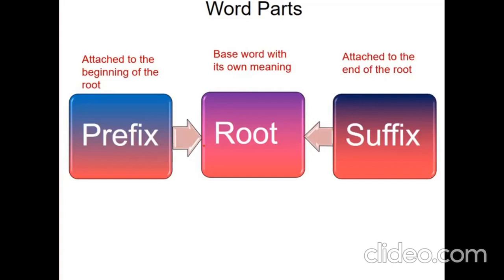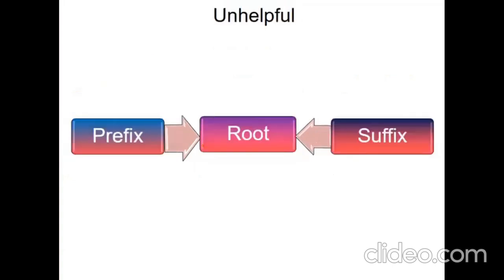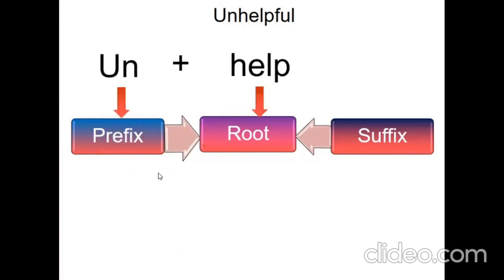Let us now look at an example. Here is the word unhelpful. If we divide it into word parts, we have the root word help, the meaning of which I'm sure you know, the prefix un, which means not, and the suffix full, which means full of or able to. Thus, unhelpful means not able to or not willing to help.